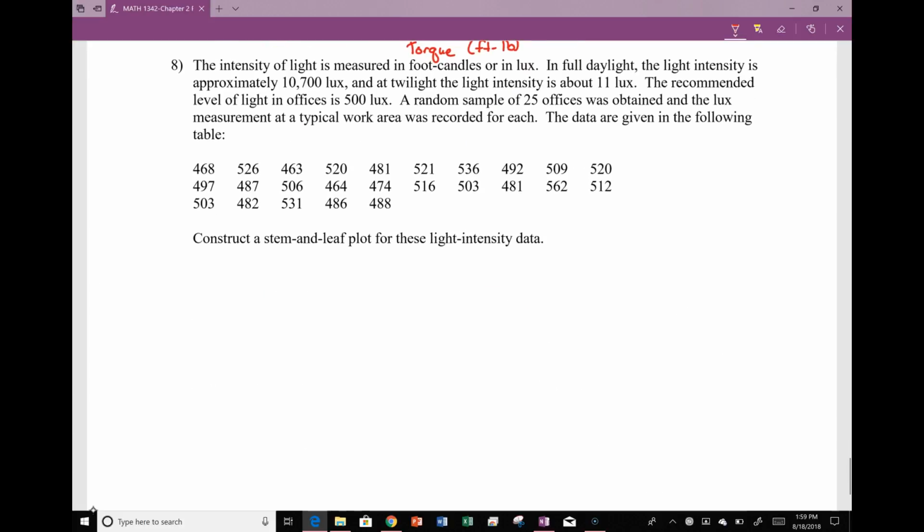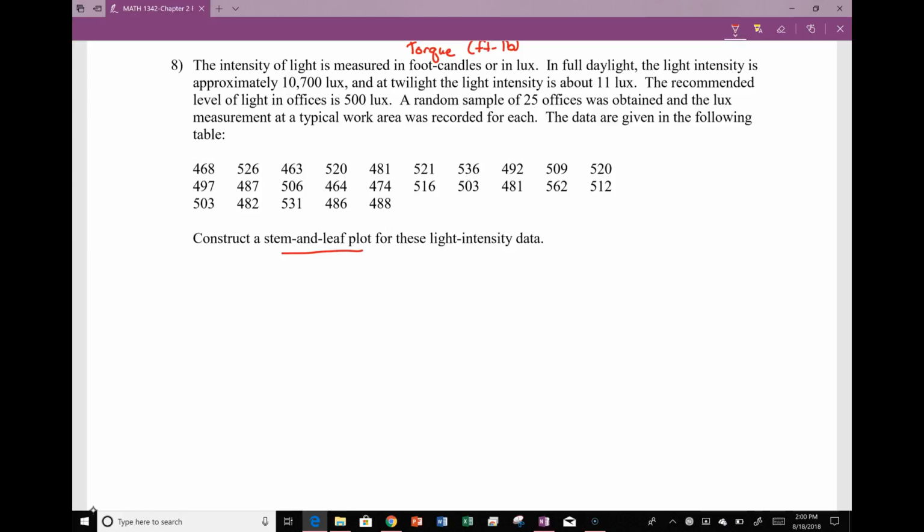The last problem that we want to look at is a stem and leaf plot. We want to construct a stem and leaf plot. The intensity of light is measured in foot candles or in lux. In full daylight, the light intensity is approximately 10,700 lux, and at twilight, the light intensity is at about 11 lux. The recommended level of light in offices is 500 lux.